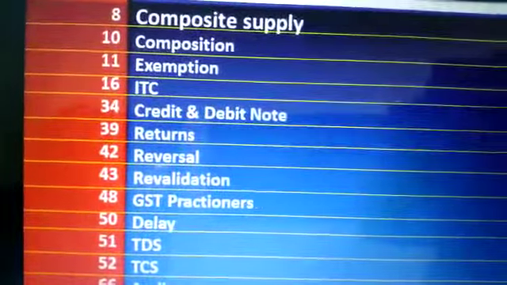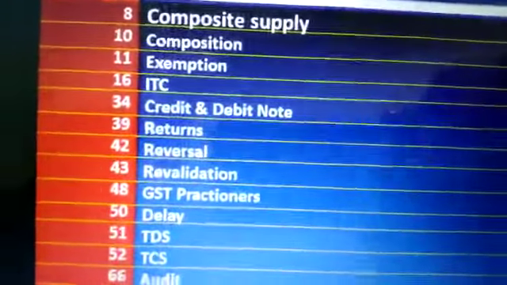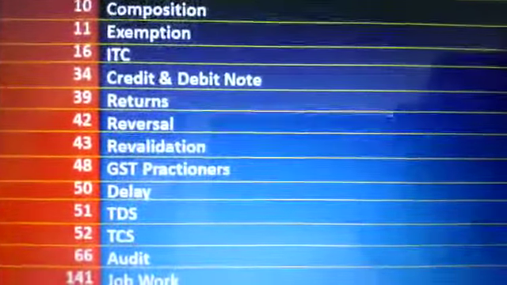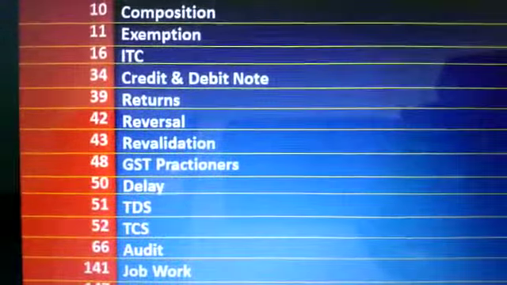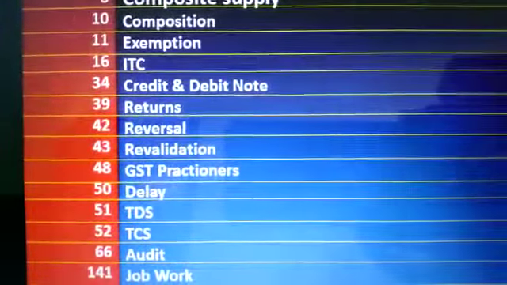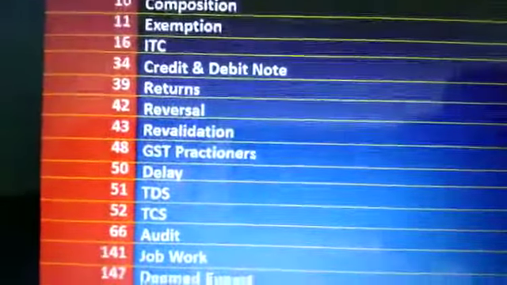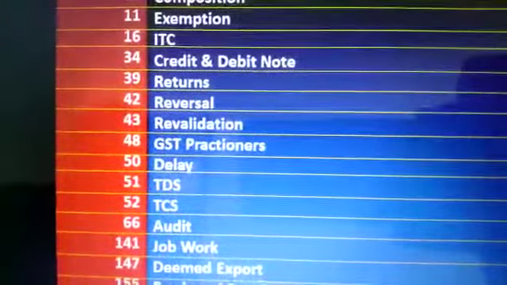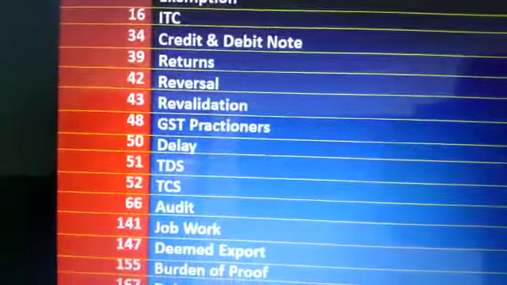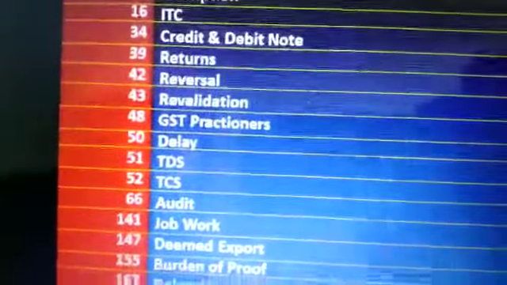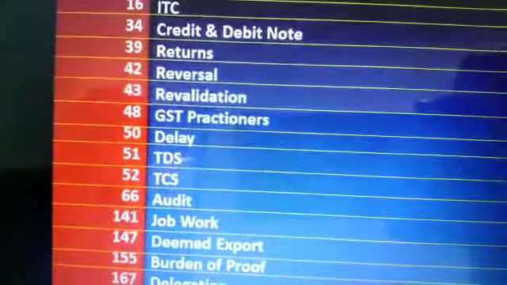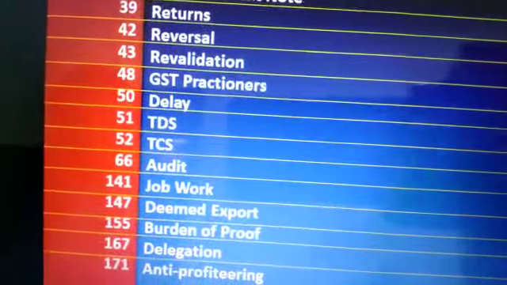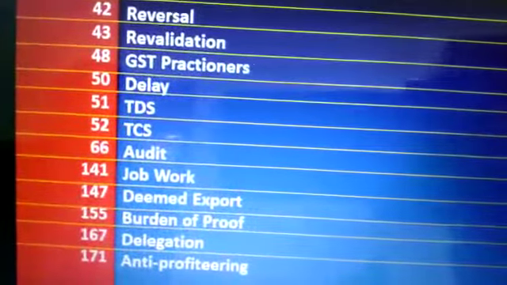Section 16 covers input tax credit, ITC. Section 34, credit and debit notes, we have discussed at length. Section 39 is all about returns, return filing dates and things like that. Section 42 is about reversal of ITC due to reasons like non-supply, non-payment, fake invoice, etc. And section 43 is about revalidation after reversal. For example, if the payment is delayed beyond a certain 6 months, the ITC is reversed, but the moment the payment is made, it is revalidated. So section 43 is about revalidation of ITC.